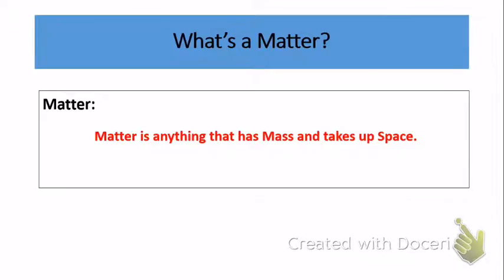What exactly is matter? Well, according to our class definition, we are going to define matter as anything that has mass and takes up space. We can also think of space as being considered volume. So if you think about any objects around you, and if they contain mass and space, or in other words have volume, then we're going to classify them as matter.